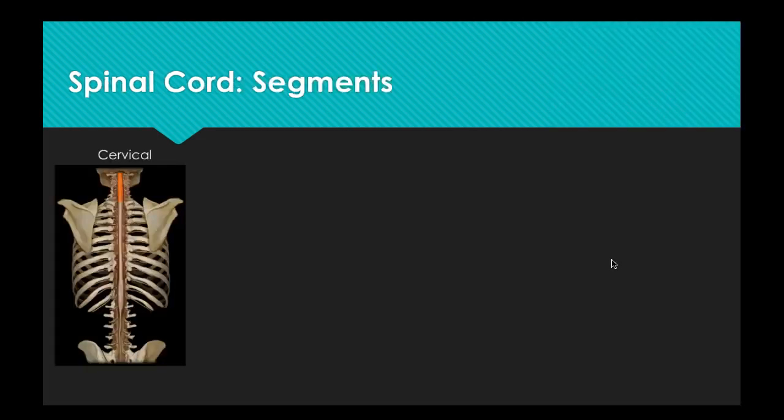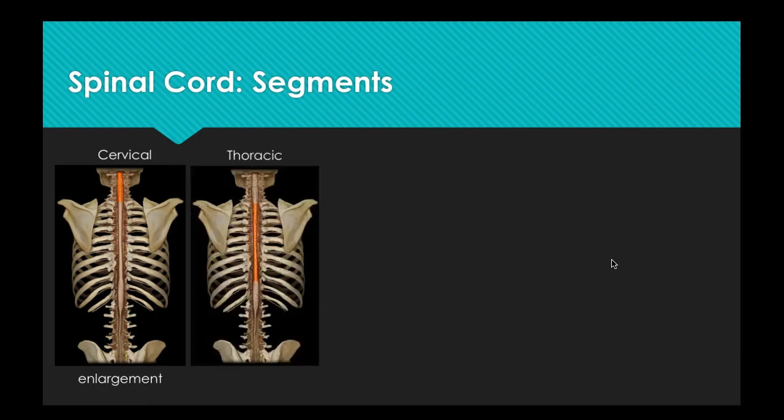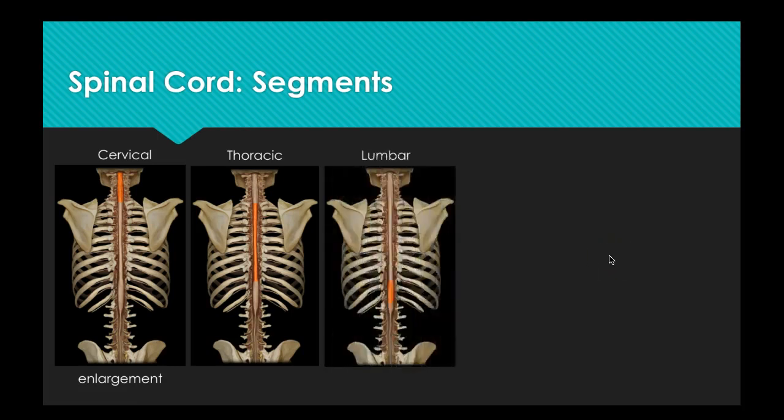So let's take a look at this as far as the different regions or segments. Here we have the cervical segment, and remember that this is an enlargement. We have our thoracic segment, which you see starting at rib number 1 and extending almost down to about 10th rib. And then more inferiorly, we have the lumbar segment, which spans pretty much from the regions where you would find ribs number 11 and 12.